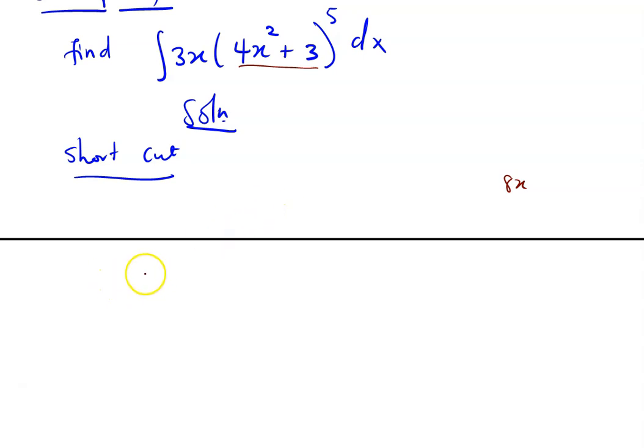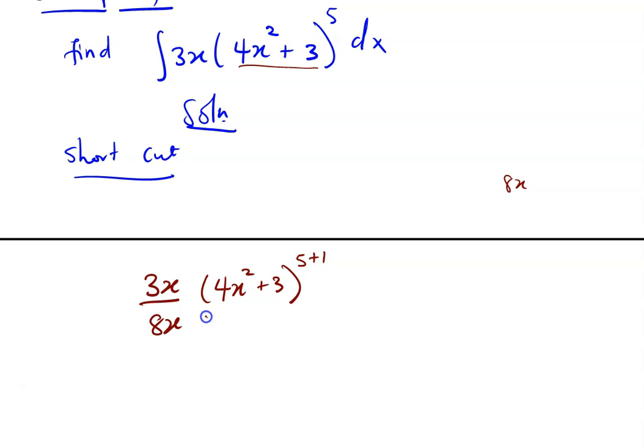So you are going to divide it with what is outside the bracket over here. We are going to get 3x divided by 8x. Then we write the value again, (4x^2 + 3), then we add 1 to the exponent, that is 5 + 1.